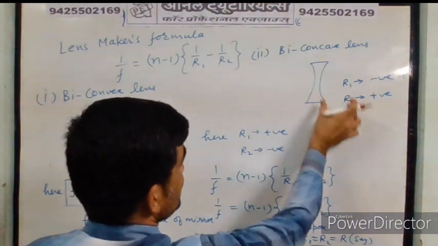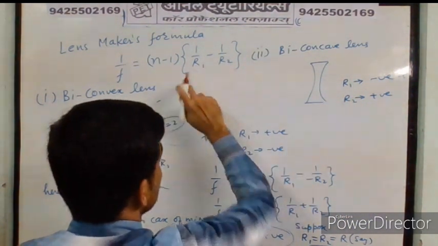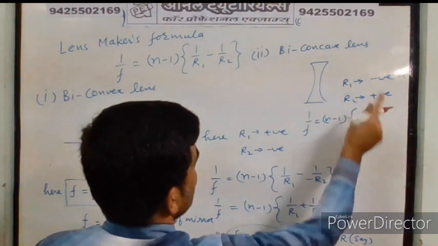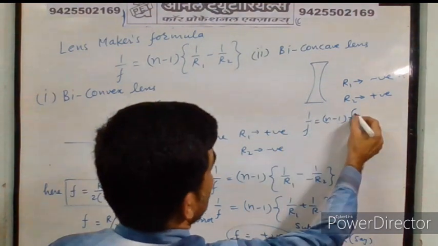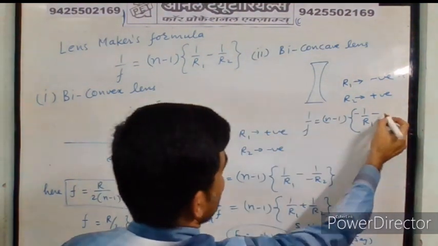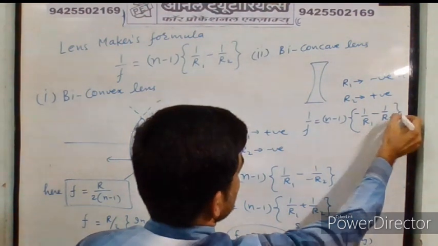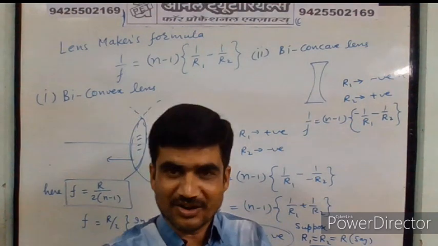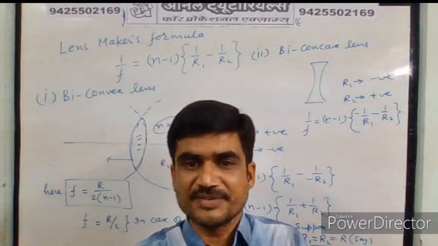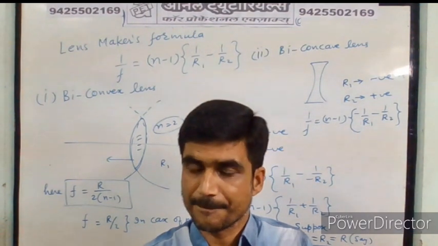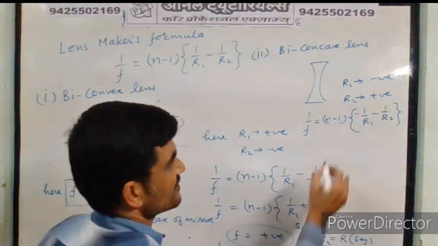So when you put these values in this relation, what shall we get? R1 is negative, so this becomes minus, and this is positive, and because of the plus it will be a minus sign. So both are negative. Hence we always get a concave lens with a negative focal length. Clear?